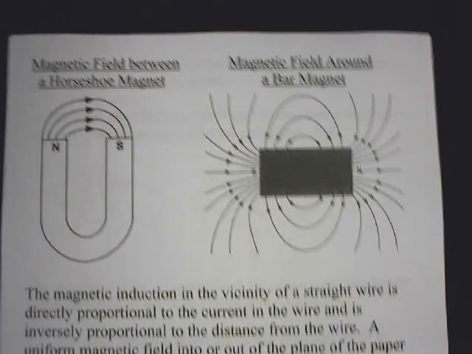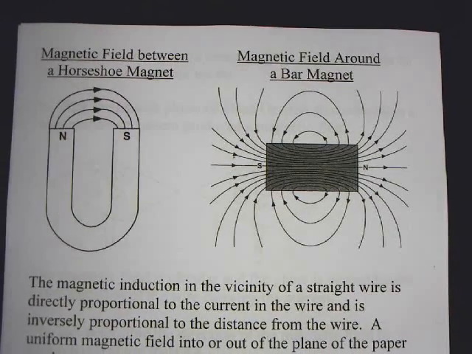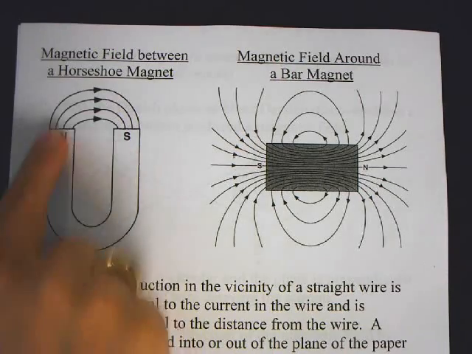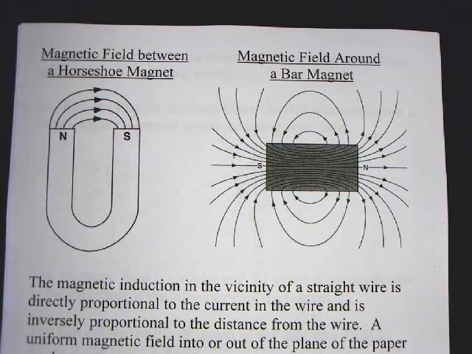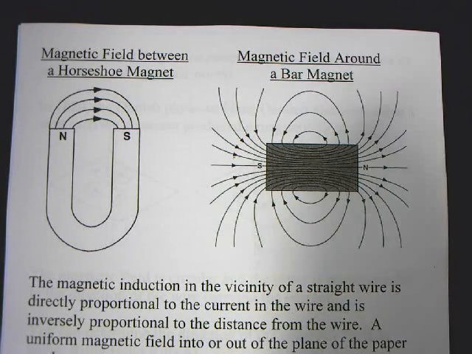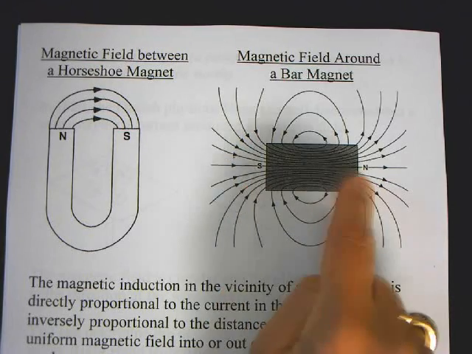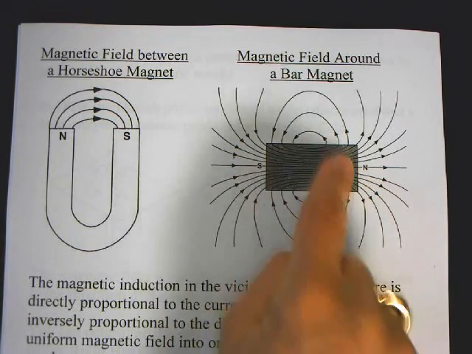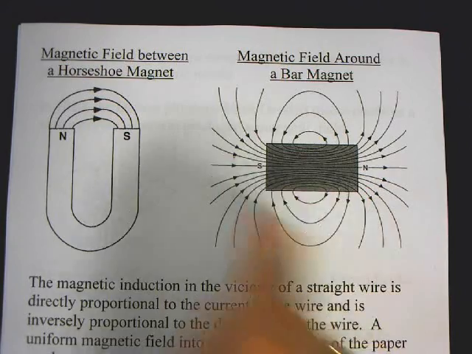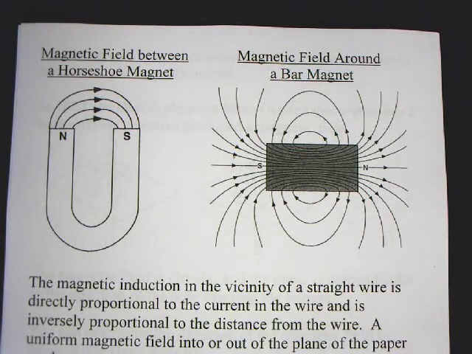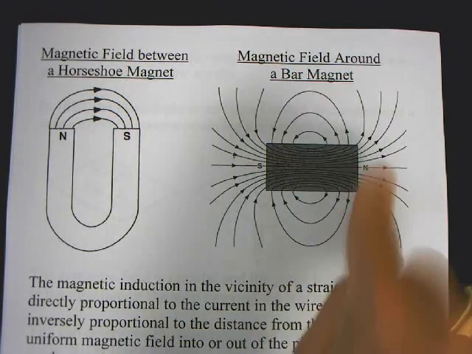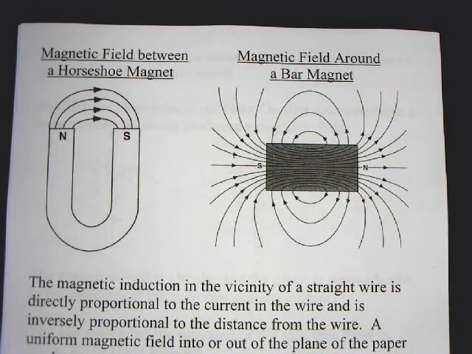What if I had a horseshoe magnet? For a horseshoe magnet, again, it's going to go out of north and into south, so it would look like this. Now, what if I just had a plain bar magnet, which we're going to use today in our lab? The bar magnet is still going to go out of north and into south, but then there are parts of the bar magnet that we would see like this. So you would see the lines of force going from one end of the magnet to the other.